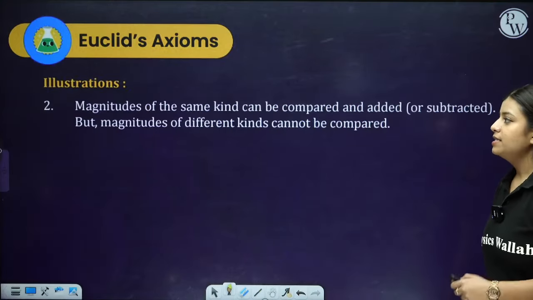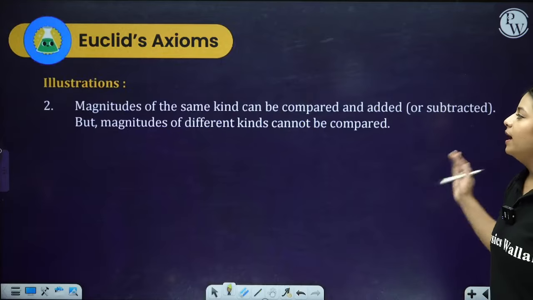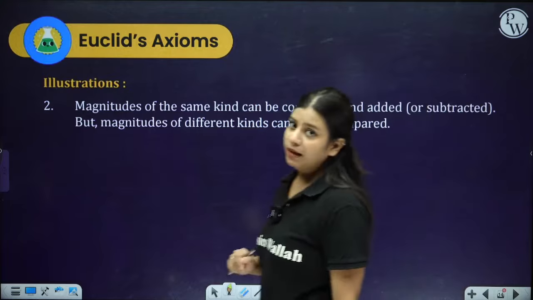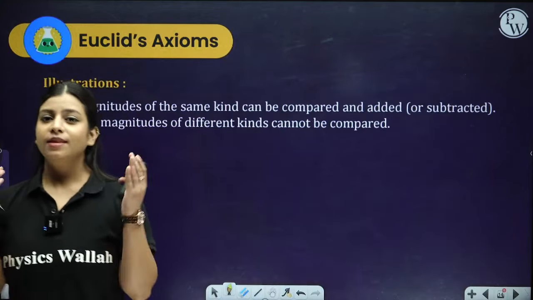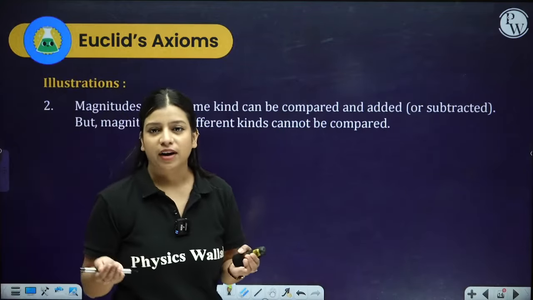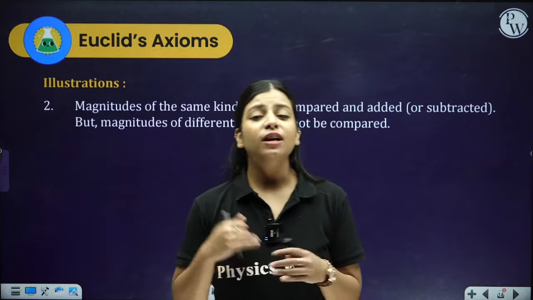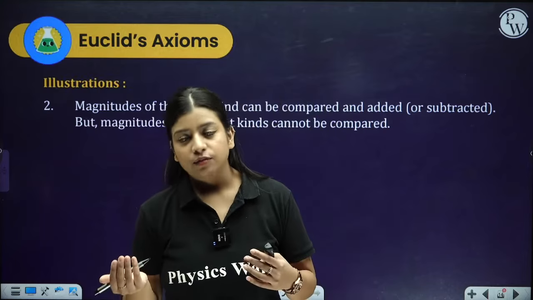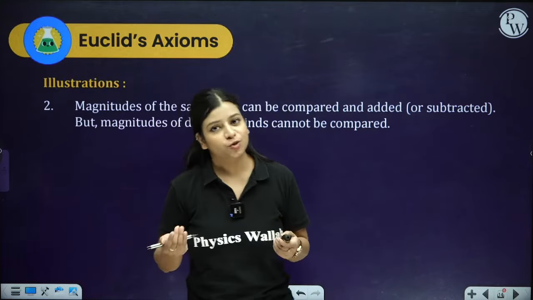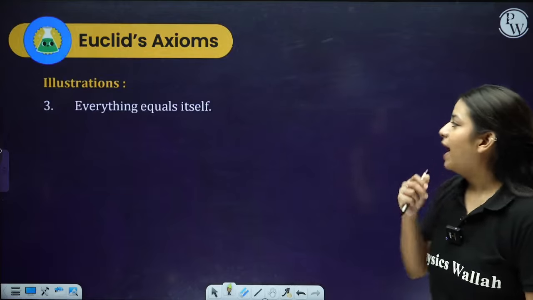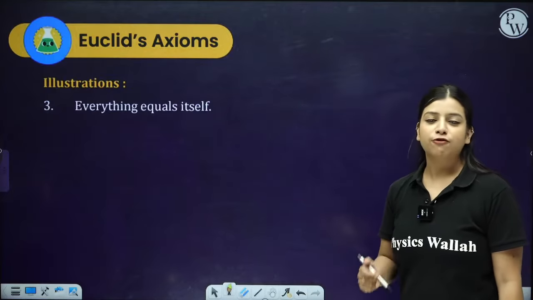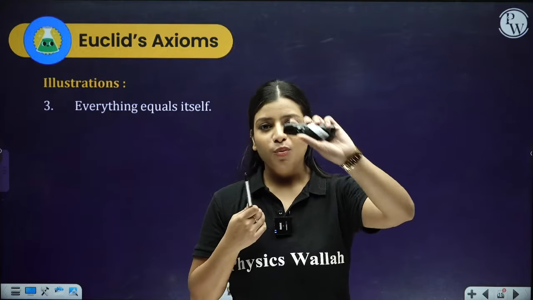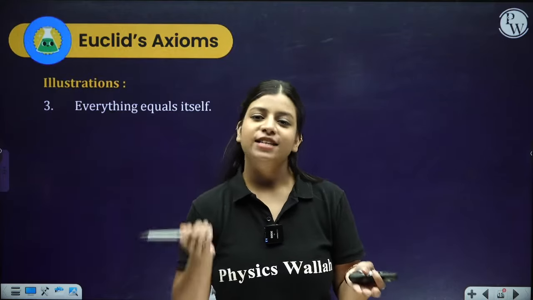Next, magnitudes of the same kind can be compared or added or subtracted, but magnitudes of different kinds cannot be compared. Units. I cannot compare length with weight, right? I cannot compare height with breadth. That's the comparison that we are talking about. So the units have to be the same. Next, what we have is everything equals itself. Of course, this pen is equivalent to itself. I am equivalent to myself. This remote is equivalent to itself. So everything is equivalent to itself.